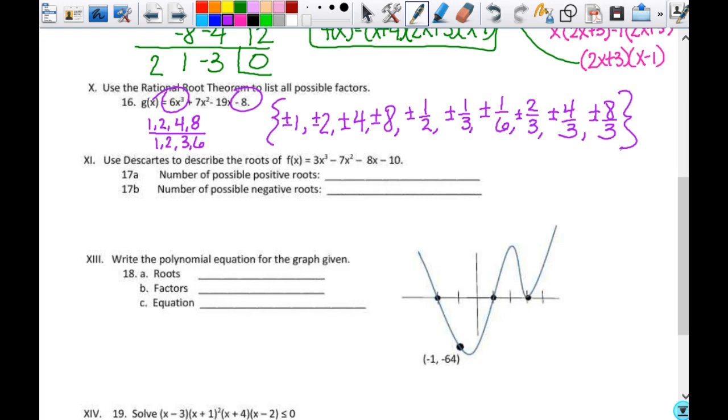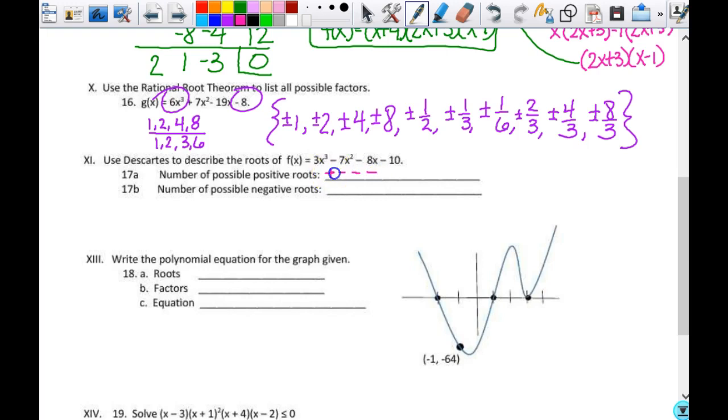All right. Now I'm going to use Descartes' rule of signs to describe the roots of f of x, the number of possible positive and negative roots. For the positive roots, I look for the sign changes here. It starts off positive, then it's negative, then it's negative, then it's negative.